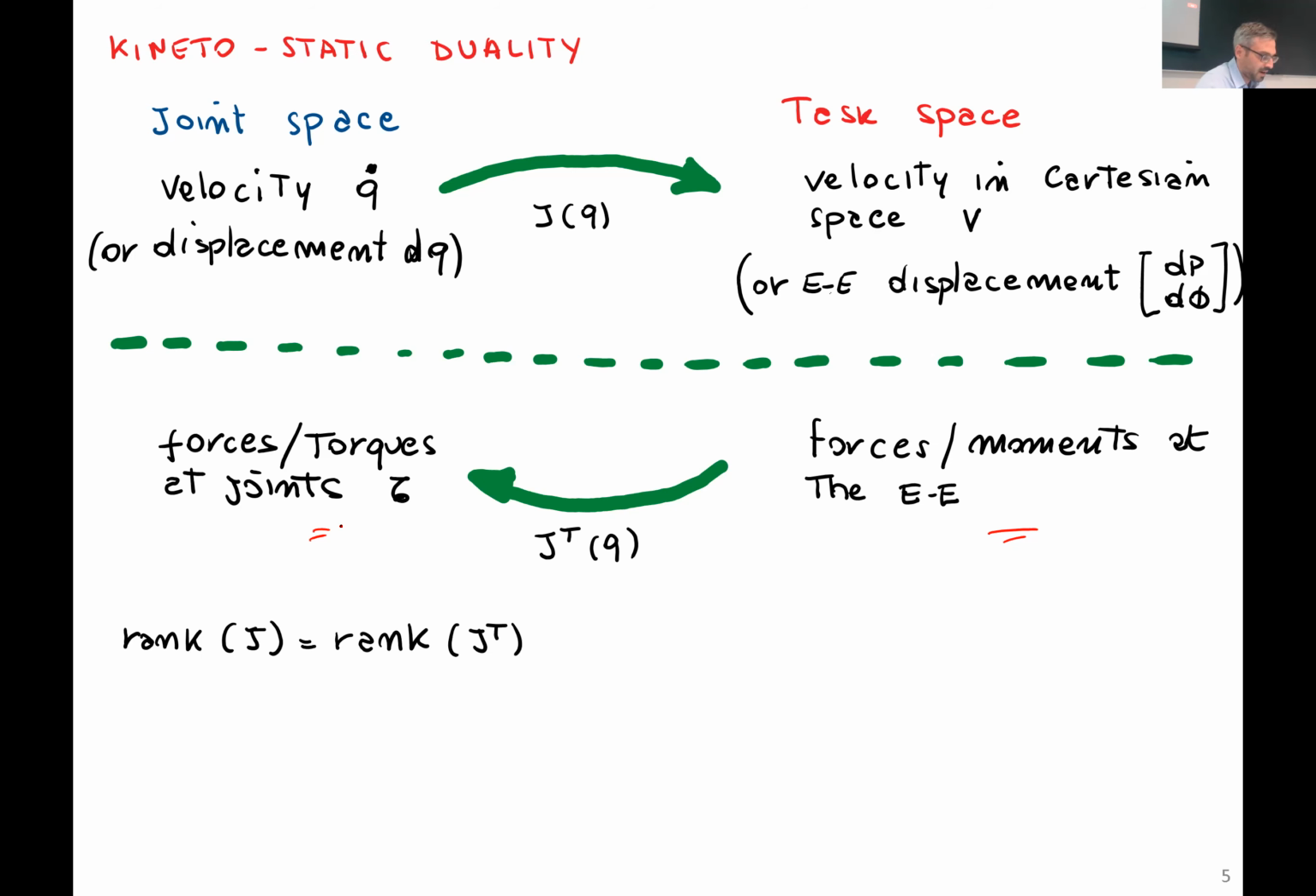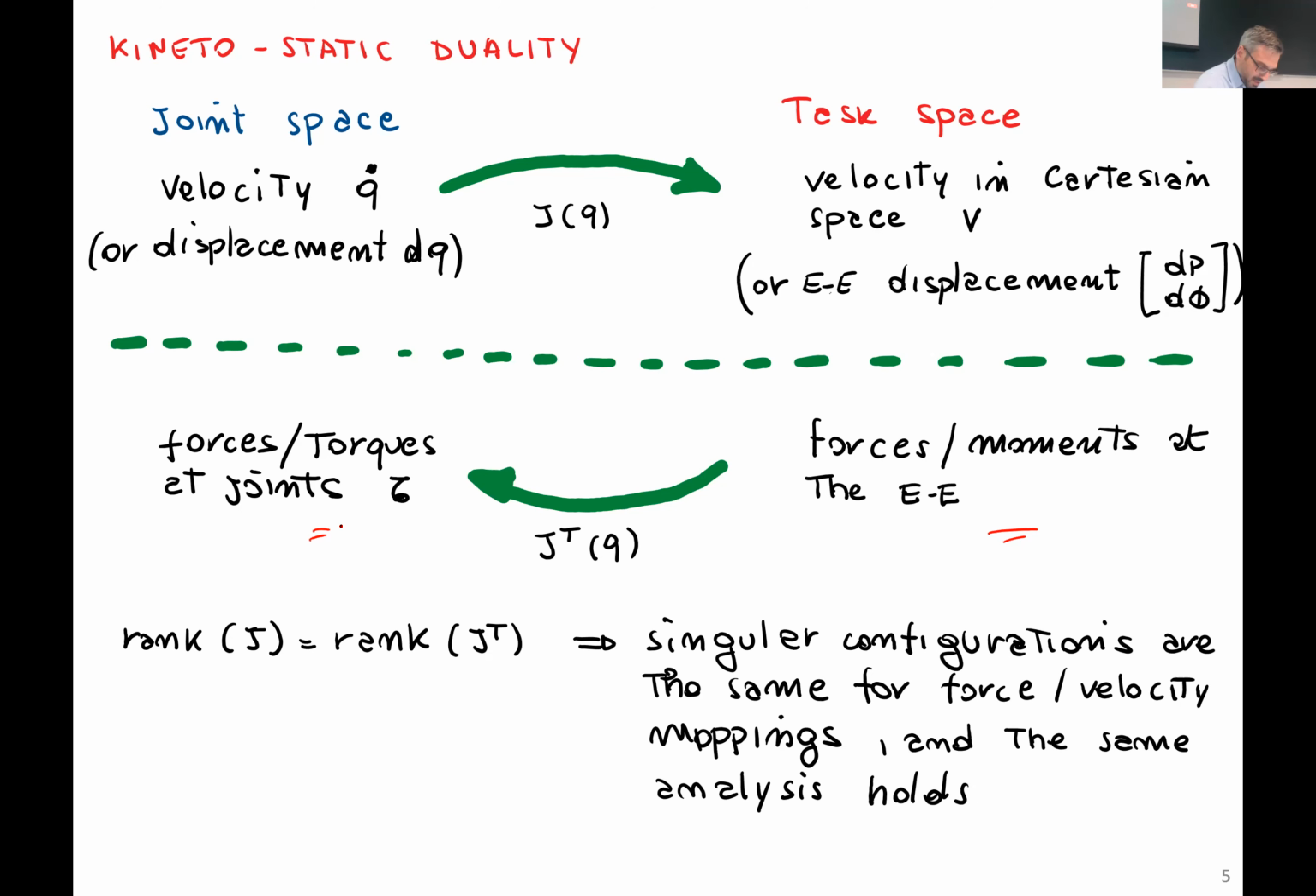Since the rank of J is equal to the rank of J transpose, if they lose rank, they will do so in the same way. And this means that the analysis of singular configurations that we did at the velocity level will be the same also at the force level, for the force mapping.